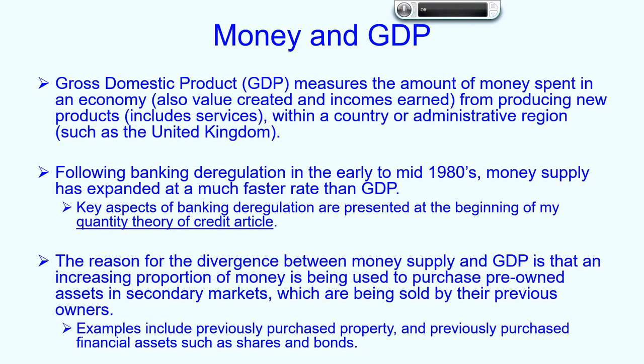Similarly, an investor that has previously purchased financial assets, such as company shares or corporate or government bonds, may wish to sell those shares or bonds through a stockbroker, and will receive money for the transaction. But again, those shares or bonds are not newly created, and so will not form part of gross domestic product.